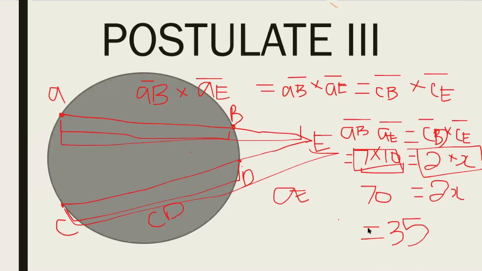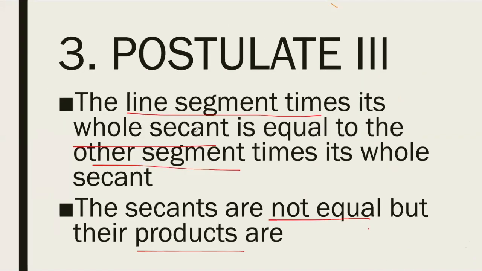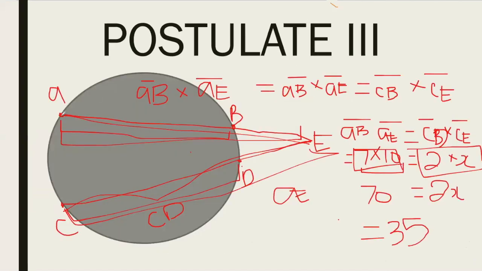Ah, sample. Okay. So, itong dalawa, second sila. AE, buong second siya. CE, buong second. So, postulate 3 states, the line segment times its whole second. So, line segment is basically, hindi siya yung buong line, kundi yung part lang ng line. So, AB na yun. Kasi hindi siya yung buong line. Times its whole second. So, times AE, yung whole second, is equal to CD dapat. The other line segment multiplied by its line second. So, yung products lang ay equal.